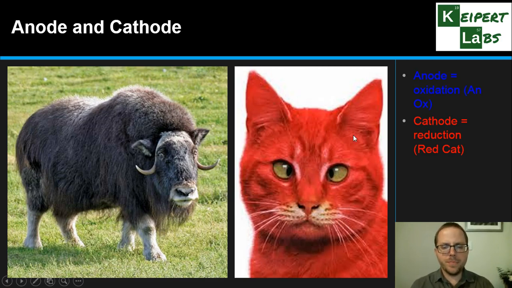Okay, I like this picture. I think you might be able to remember that well. So red cat is, for me, easier to remember. Reduction at the cathode.